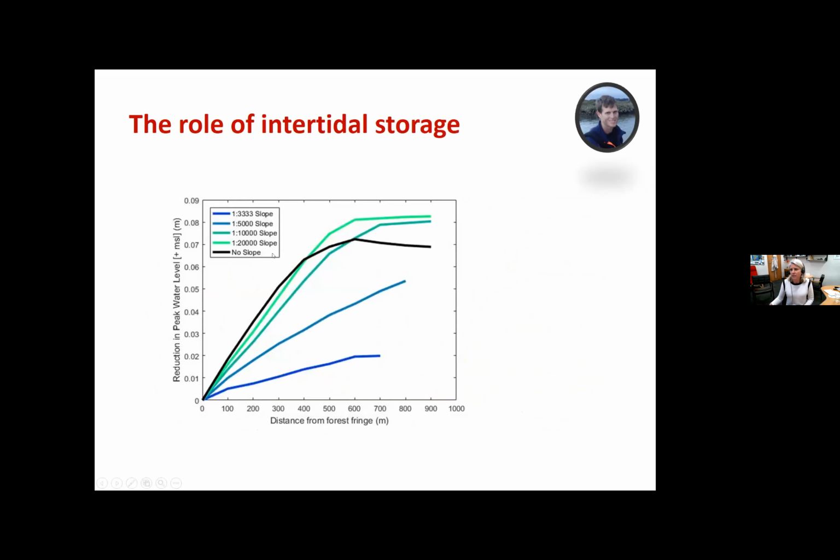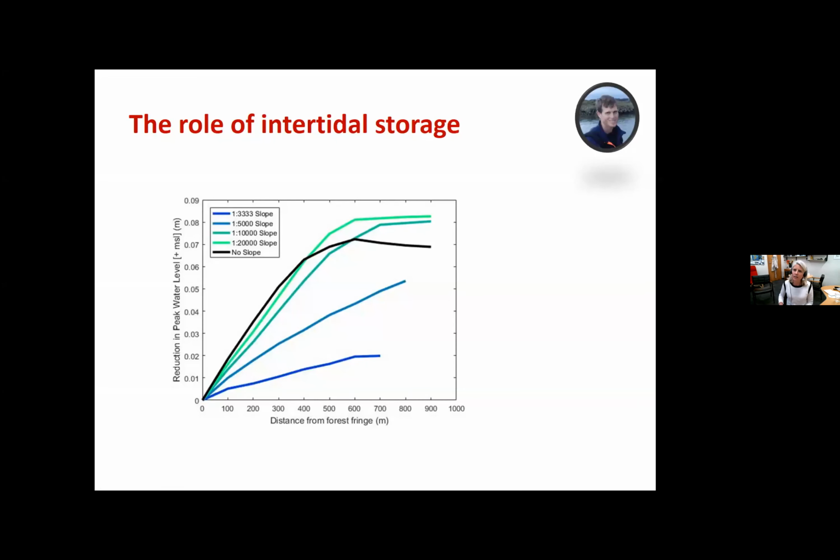And then he went back to the intertidal storage question again and made the intertidal area with different slopes. So if it has a strong slope, it doesn't have a lot of storage. And if it has no slope at all, it has a lot of storage behind. And you can see yet again, he found a strong effect of the amount of storage on how much the surge wave was attenuated.